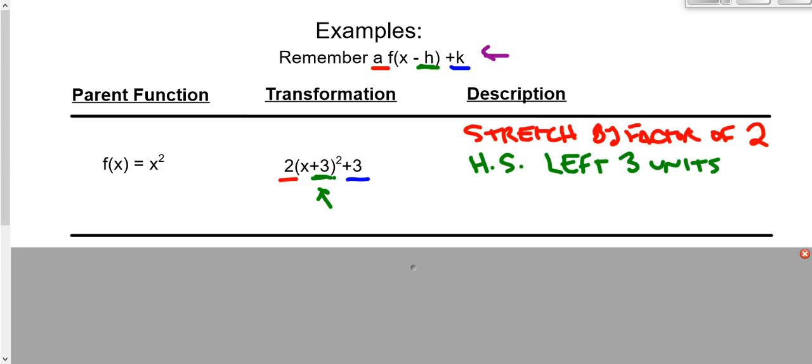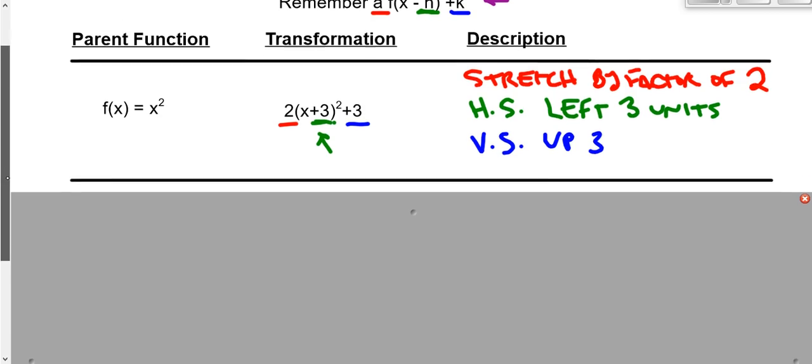And last but not least, we have the plus k at the end. The plus k is our plus 3, so that k is the vertical shift. And because the plus k and the plus 3 are the same operation sign, they're both plus, that means this vertical shift is up. So we're going to be moving up 3 spaces. So up 3 units. However you want to write that is fine. Let's go ahead and take a look at another example together.